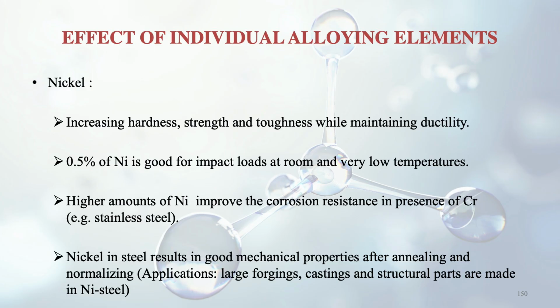Nickel in a steel will result in good mechanical properties after annealing and normalizing. So after these heat treatment processes like annealing and normalizing have taken place, nickel still acts as a very good alloying element. And this particular application we can see in large forgings, castings and structural parts made of Ni steel. So nickel is a very good element for alloying steel.